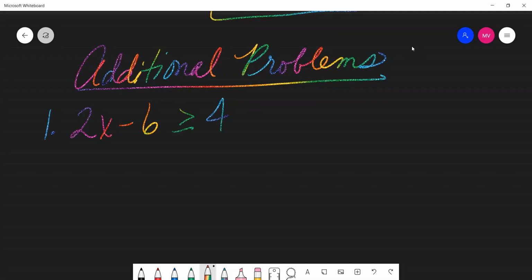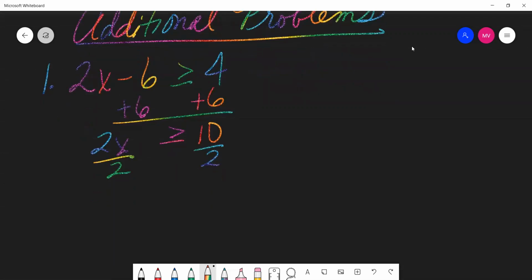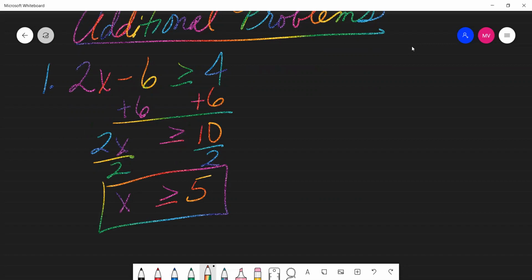Oh, you want to start us off? Yeah. You can do this. Okay, so we have 2x minus 6 is greater than or equal to 4. Yeah. So we add 6 to both sides. And 2x is greater than or equal to 10. And you divide both sides by 2. And you get x is greater than or equal to 5. Well done, son. This is clicking, right? Yeah. I love that.